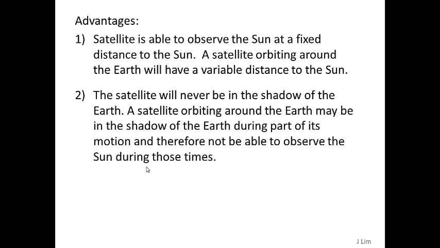The satellite will never be in the shadow of the Earth. A satellite orbiting around the Earth may be in the shadow of the Earth during parts of its motion and therefore not be able to observe the Sun during those times.